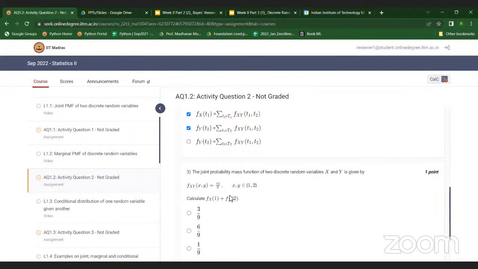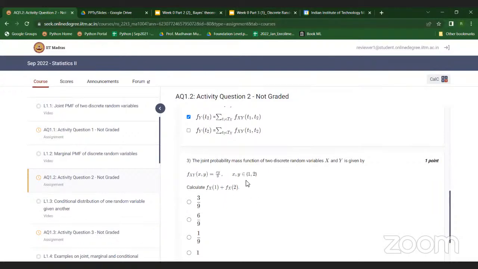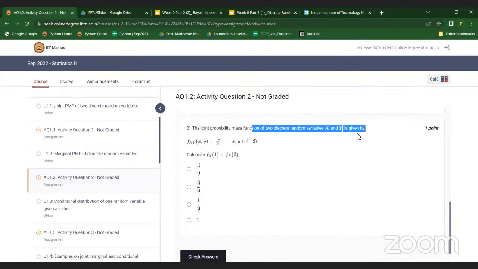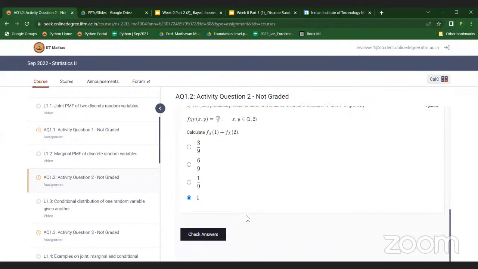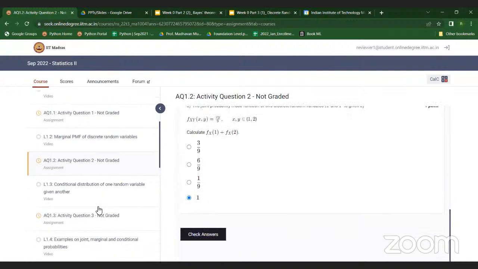We will use the same one when we have more than 2 random variables also. The probability mass function of two discrete random variables x and y is given as fxy equals xy by 9. The same problem like we have discussed in 1.1, right? fx of 1 and fx of 2, they're asking. Without even thinking we could answer it, because all the possible values of x are nothing but 1, 2. If you are asking for the sum of the probabilities of 1, 2, obviously it's going to be 1. It's a no brainer, but even if you solve it normally, you're going to get 1. Clear? Yes. Okay.